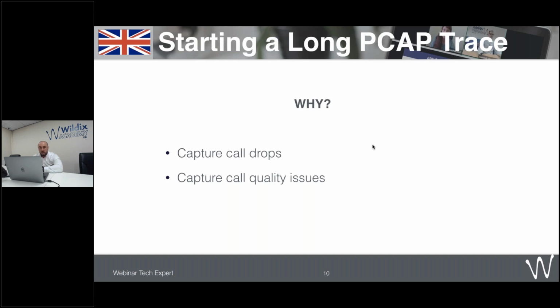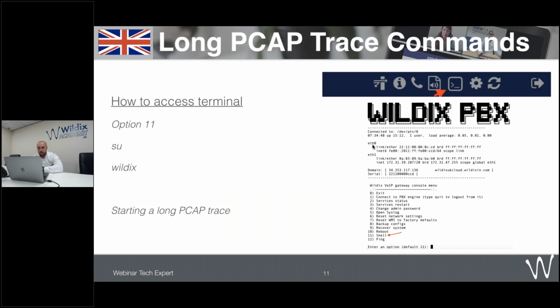And also call quality issues. If you're having call quality issues and again it's not consistent, we may have to start a long PCAP trace to capture what's actually going on with it. So first thing you want to do is open up shell. So access terminal, option 11, SU Wildix, and then we can start a long PCAP trace.